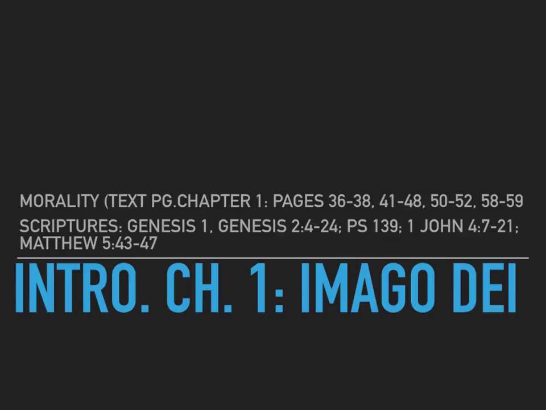So you see here, these are the page numbers in the textbook that you're responsible for: 36 through 38, 41 through 48, 50 through 52, and 58 through 59. And then these are the scriptures that we're studying this chapter: Genesis 1, Genesis 2:4 through 24, Psalm 139, 1 John 4:7 through 21, and finally Matthew 5:43 through 47. We're going to study these by reading them and answering questions, and they'll also be on your quiz. So let's continue.